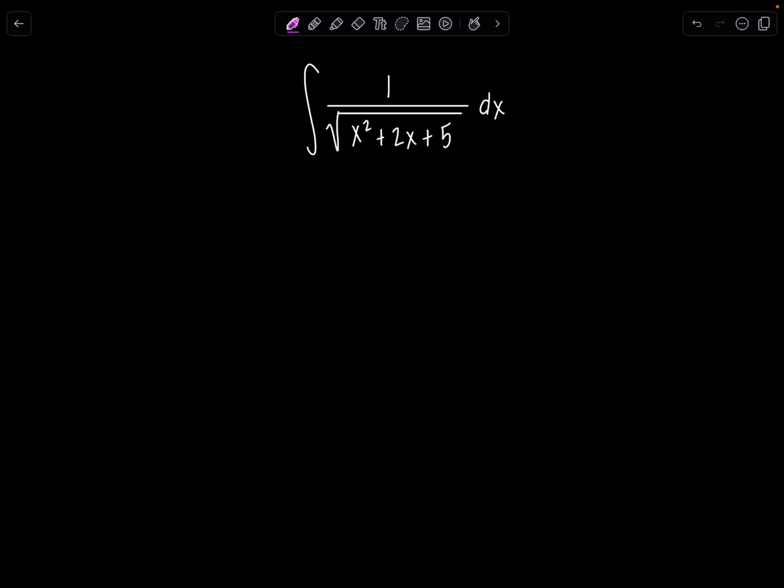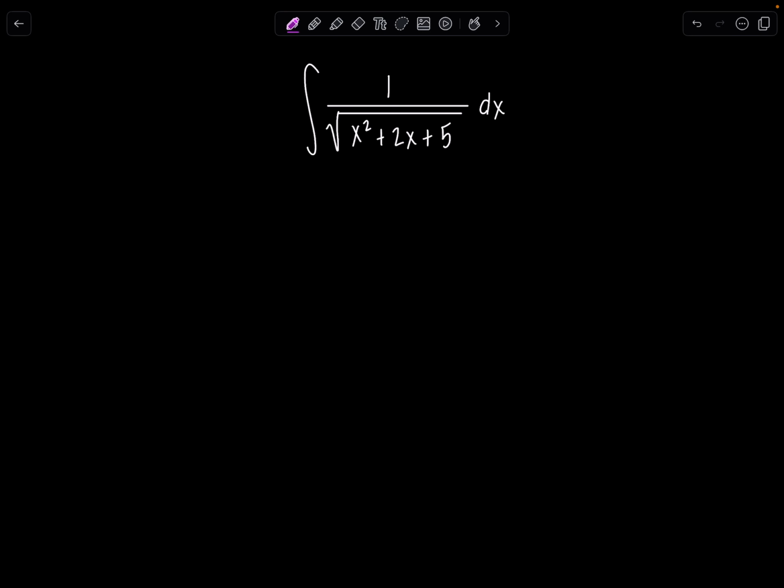I have another integral for everybody. And since it's probably that time in the semester where students are learning trig sub in Calc 2, I figured it was the way to go. So here we have the indefinite integral of 1 over the square root of x squared plus 2x plus 5 dx. I'll give you a second if you want to pause the video and try it on your own.